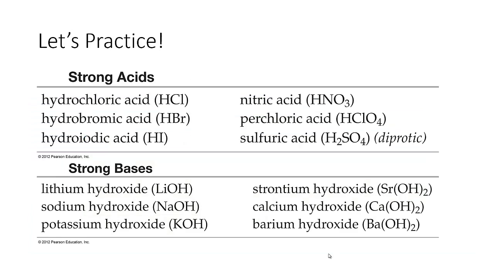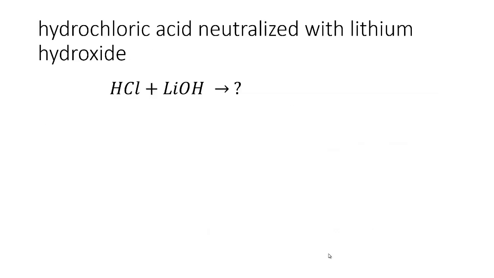So we're going to practice. Good ways to practice is just to take a list of acids and a list of bases and just combine them. So I'm just going to choose one random acid and combine it with a random base, and we're going to practice predicting what the products are going to be if you neutralize an acid with a base. Our first one is going to be when hydrochloric acid is neutralized with lithium hydroxide.